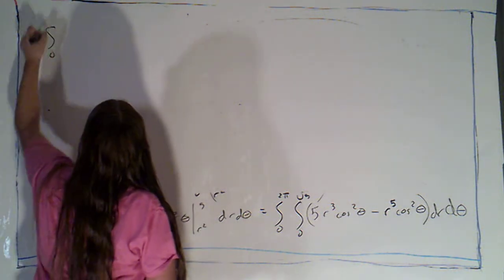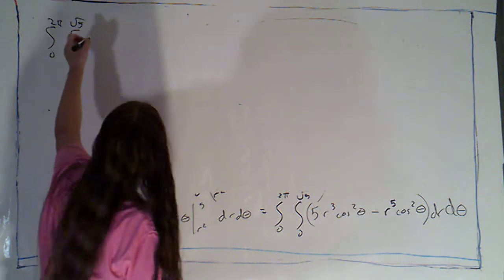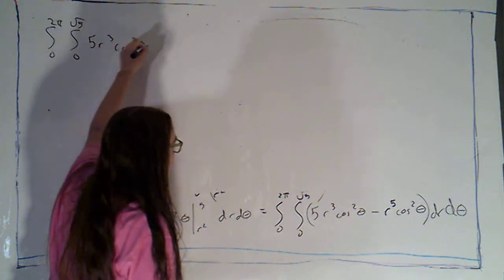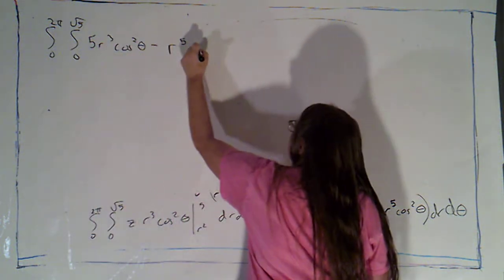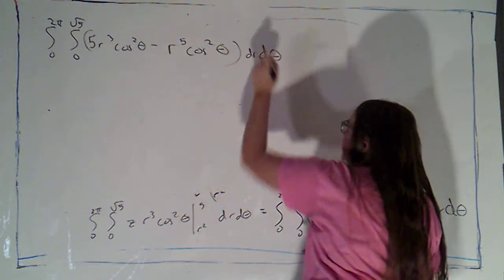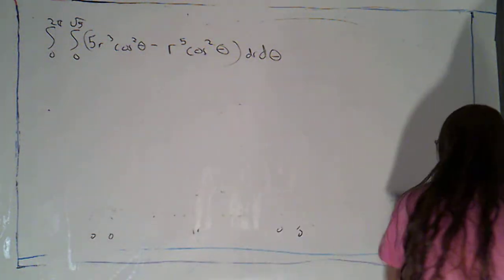So it's the integral from 0 to 2 pi, integral from 0 to root 5. I'm just going to copy it up here: 5r cubed cosine squared theta minus r to the 5th cosine squared theta dr d theta. Now I can completely erase the rest of the board.